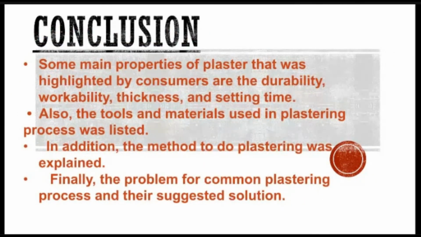Conclusion: some main properties of plaster that were highlighted are the durability, workability, thickness and setting time. Also, the tools and materials used in the plastering process were listed. In addition, the method of plastering was explained. Finally, the common problems of the plastering process and their suggested solutions were covered.